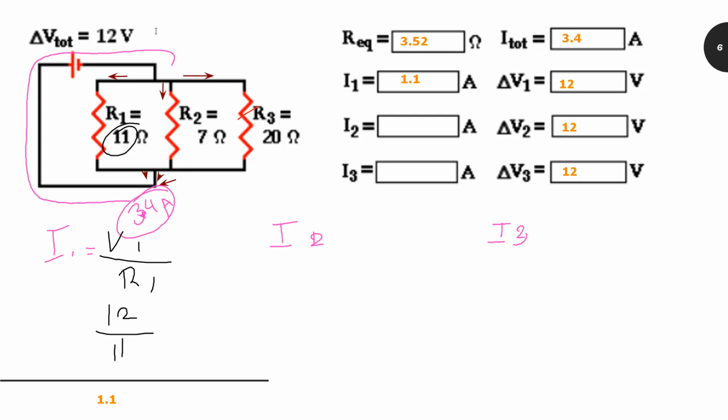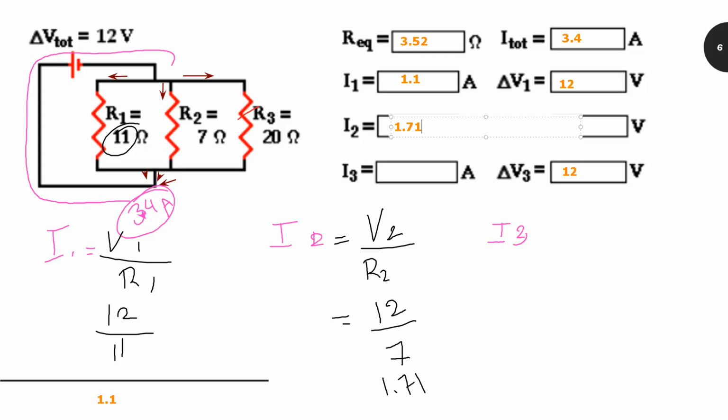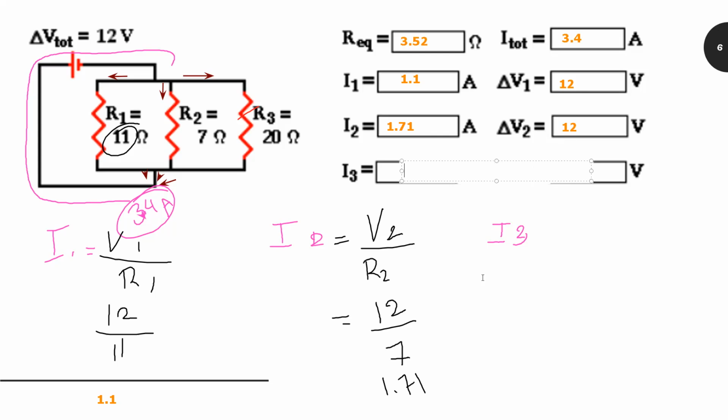Now let's talk about I2. I2, I mean the current on the second resistor, will be V2 over R2. Where is V2? 12 over 7. Where's R2? It is 7. So the I2 here will be 12 over 7, which is 1.71. So I2 will be 1.71.